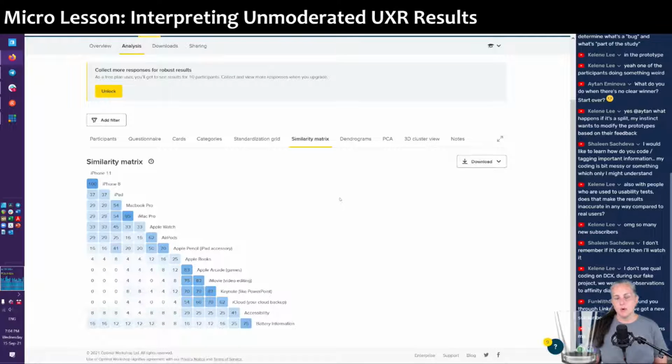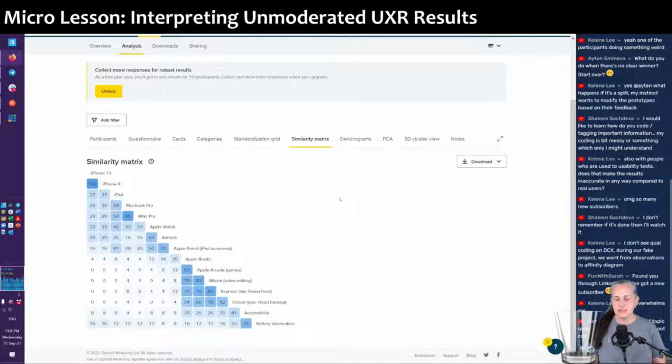And what Optimal Workshop does in the similarity matrix is it starts grouping things in pairs to show you where there tended to be, you could even say, affinity between things in pairs.